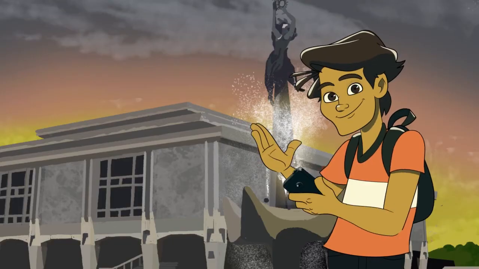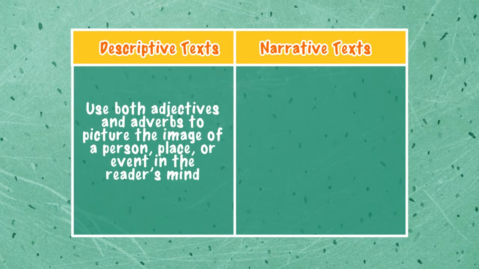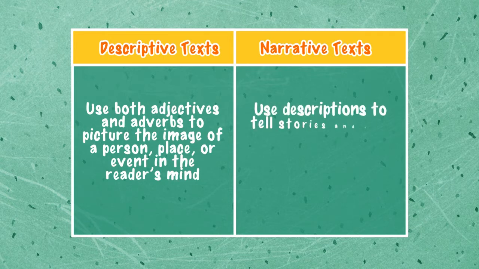To sum up, descriptive texts use both adjectives and adverbs to picture the image of a person, place, or event in the reader's mind. On the other hand, narrative texts use descriptions to tell stories and past events to amuse the readers.